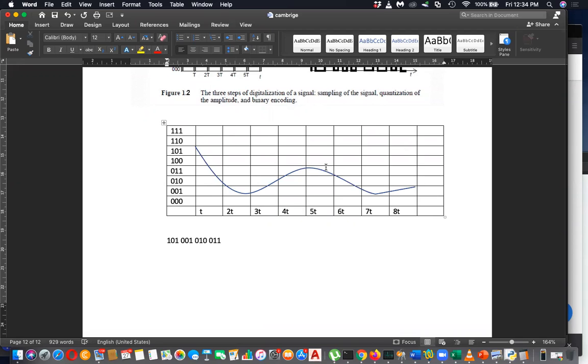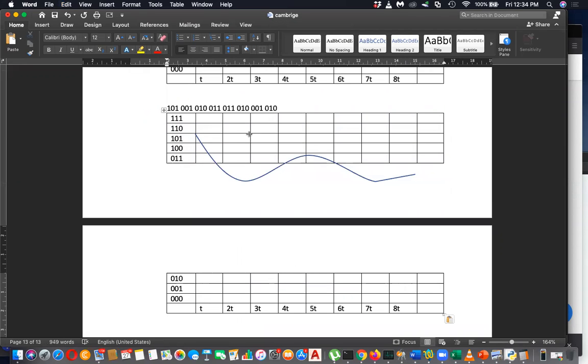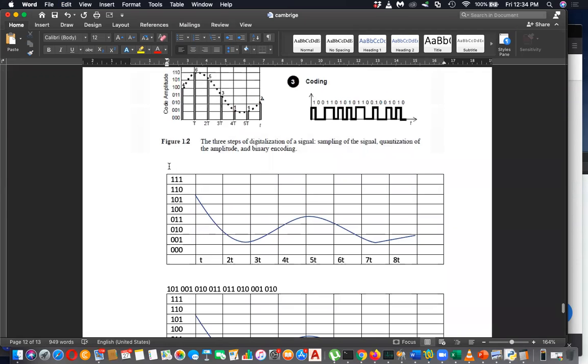And fifth T, it is again 011. And then 6T, it is going down. You can say 010. 7T, it is 001. And 8T, it is 010. So this is my binary signal. But make sure that this is not always the case. So let me write the digital signal here after drawing this.